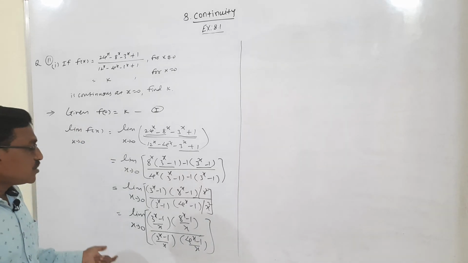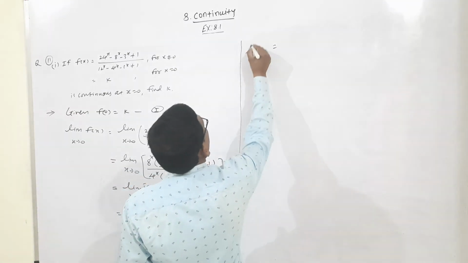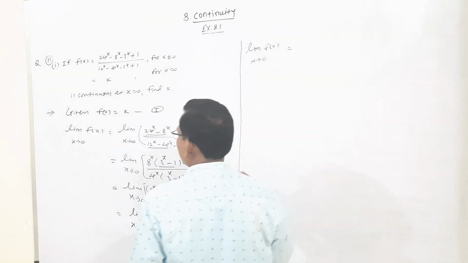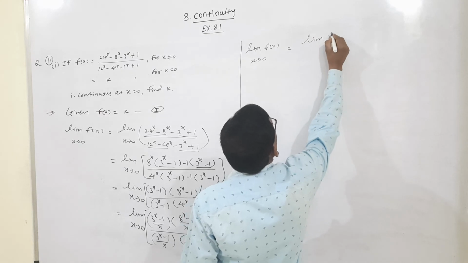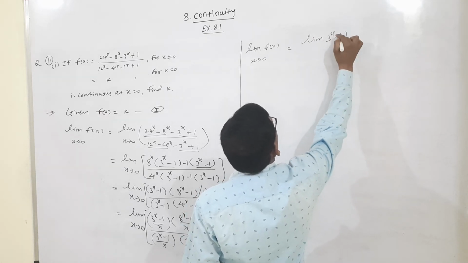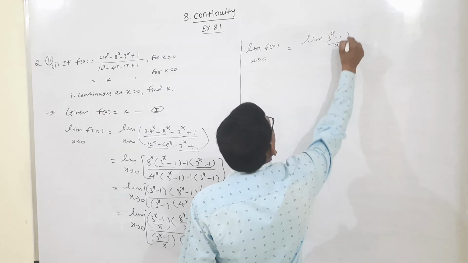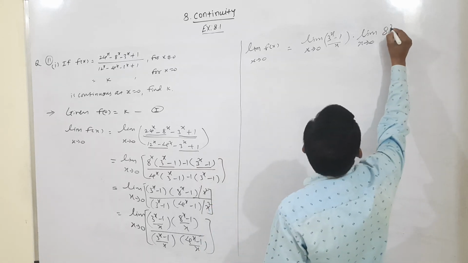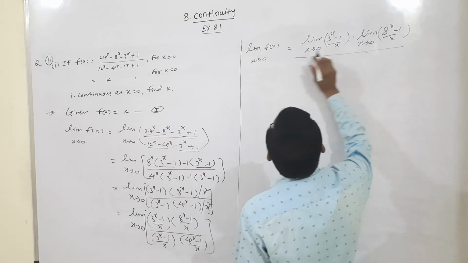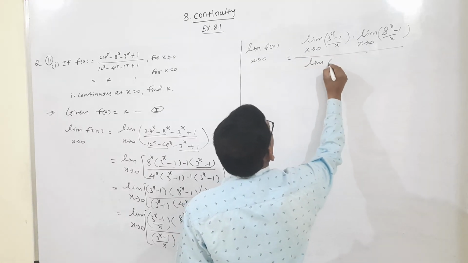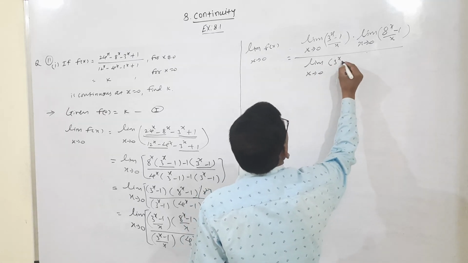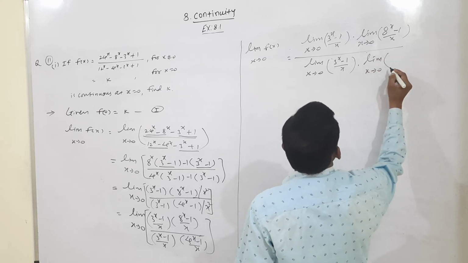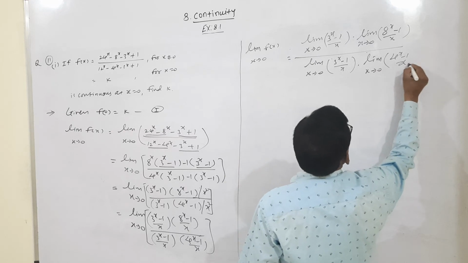Now we take the limit separately of each and every term. So the left hand side, the limit of function f of x as x tends to 0, is equal to limit of 3 raised to x minus 1 divided by x as x tends to 0, into limit as x tends to 0 of 8 raised to x minus 1 divided by x, whole divided by limit as x tends to 0 of this function into limit as x tends to 0 of 4 raised to x minus 1 upon x.